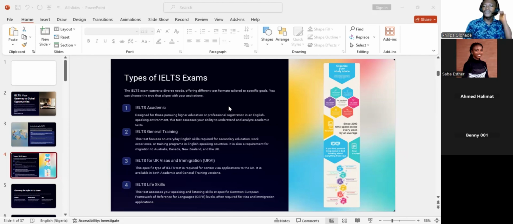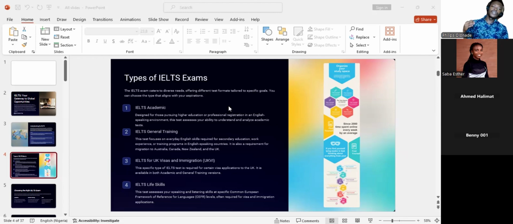Then the IELTS for UK visas and immigration is the same as IELTS Academic and general training, but the only difference is it is unique to UK. If you're going to the United Kingdom, this is the exam you write. In fact, there is no difference between this IELTS for UK and the IELTS Academic and general. The only difference is on your results. It will be specified that it is for UK, but the exam, the registration, everything is the same procedure. Just that when you're registering, you pick IELTS UK Academic or general.